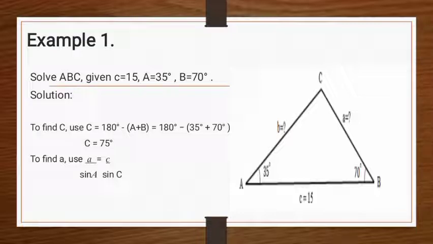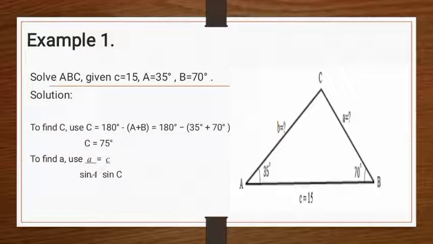Here is the solution. To find angle C, use angle C equals 180 degrees minus the sum of A and B. The measure of the whole triangle is 180 degrees. So 180 degrees minus the sum of angle A, which is 35 degrees, and angle B, which is 70 degrees. 35 degrees plus 70 degrees is equal to 105 degrees. So 180 degrees minus 105 degrees is equal to 75. So the measure of angle C is 75 degrees.